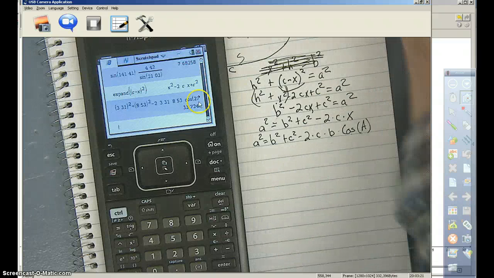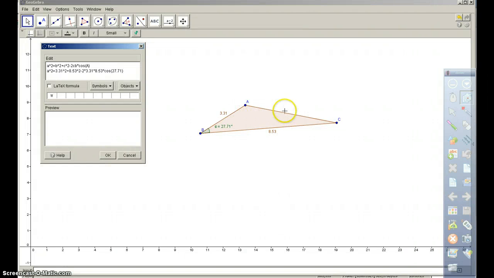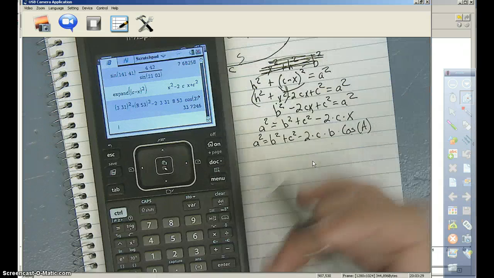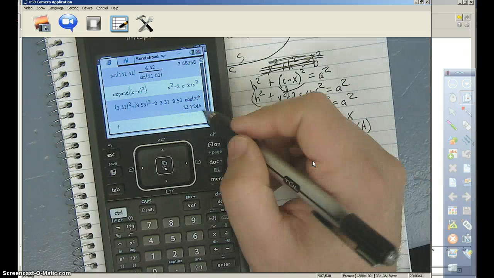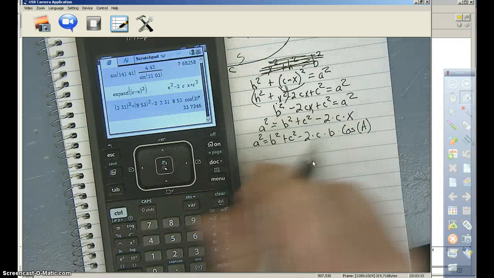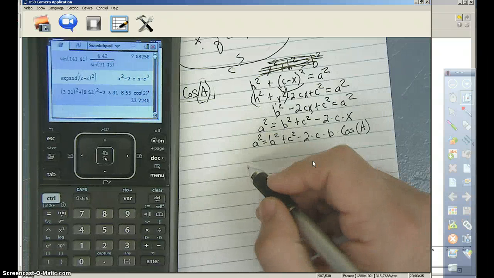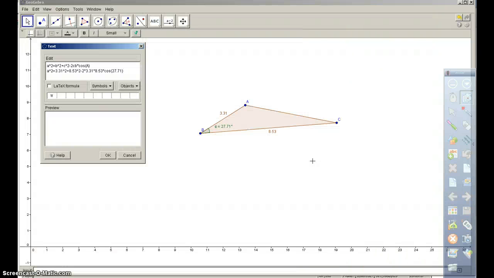33.7246. Well, you might be saying, gosh, this isn't 33 units long. If that's only 8, this can't be. Don't forget that this 33.7246, that is in this problem what A squared is equal to. So we could put it down like this and say A squared is equal to 33.7246. That's not a good answer, right?